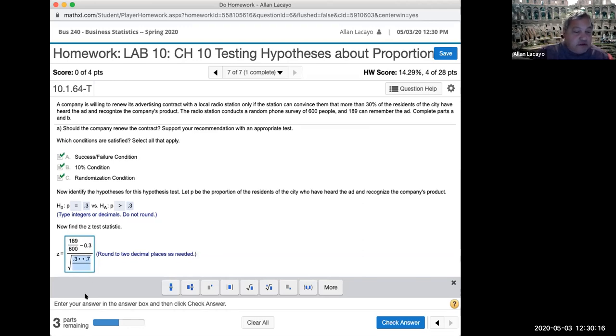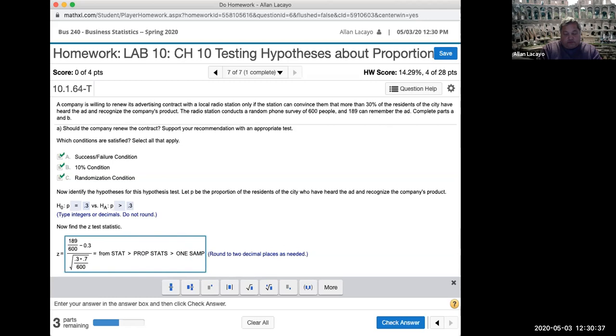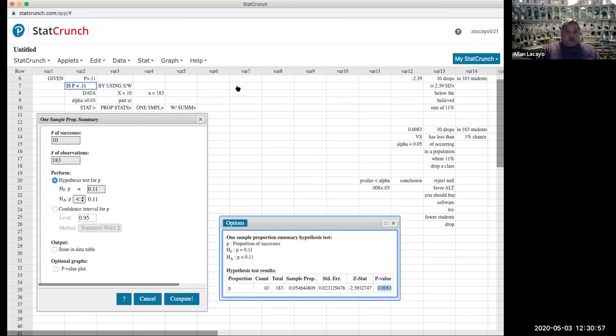But you don't have to remember these numbers because this is calculated from Stat, Proportion Statistics, One Sample, with summary. So that's where it comes from. Then you enter the data and you click Compute and you get that. Okay, so I'm going back to StatCrunch.